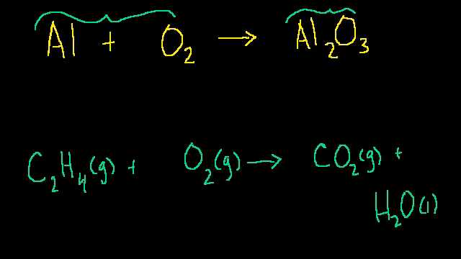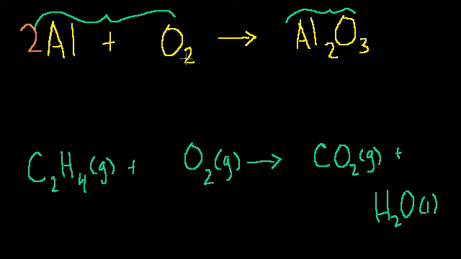I'll do it in orange. So just what I said, I have one aluminum here and I have two aluminums there. So maybe a simple thing is just to put a 2 out here. So now I have two aluminums on this side and I have two aluminums on this side. The aluminums look happy. Now let's look at the oxygen. Here I have two oxygens on the left-hand side of the equation. And on the right-hand side of the equation, I have three oxygens.